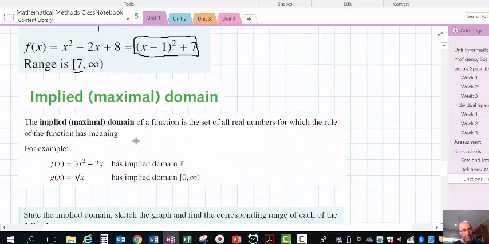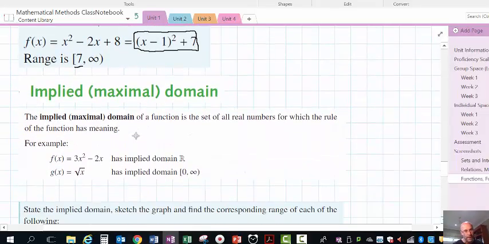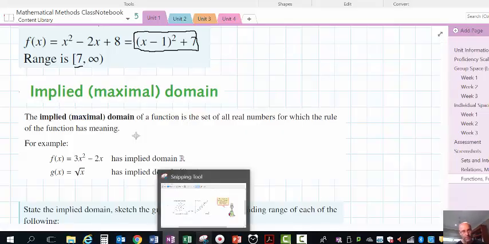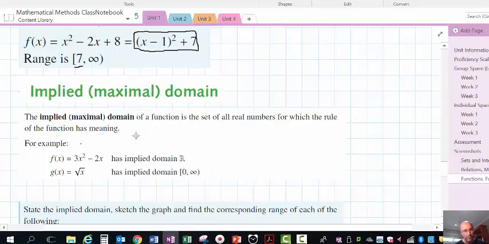The next idea, as I said, and the final idea, is implied or maximal domain. And the implied, or in other words, maximal domain of a function is the set of all real numbers for which the rule of the function has meaning. So if there's no given restriction, like we saw in the previous part of the video, we assume that we have an implied domain or a maximal domain. So it's the biggest sensible, meaningful domain that a function can have. So that's what we say the domain is, unless we're given other information. So if we're just given this function, we assume that the domain is valid for all real numbers.